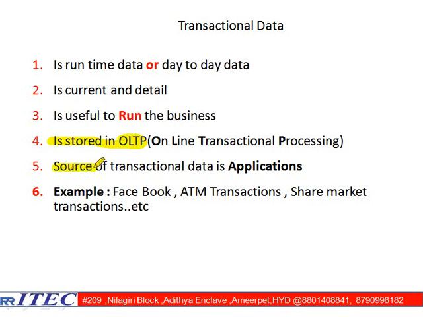Next, the source of this transactional data is always applications. From where are we getting this transactional data? I am getting the transactional data from applications. Applications may be a Facebook application, a Gmail application, your net banking application, an ATM, or anything else. Examples are Facebook, ATM, share market. These are all examples of these transactions.